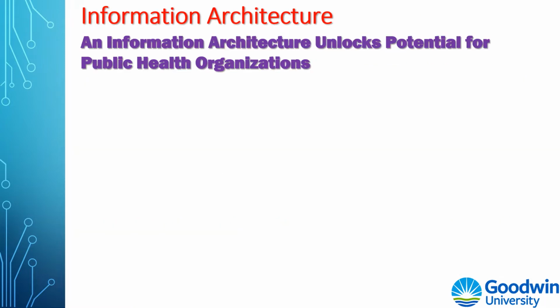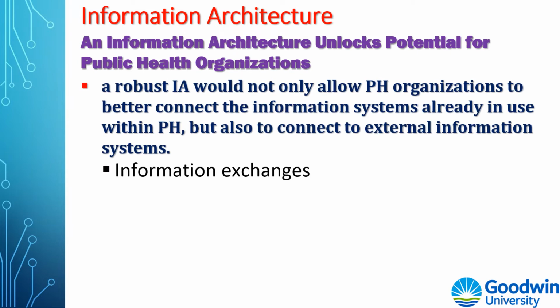So information architecture unlocks potential because there's a lot of data out there. Obviously, we talked about that. It would not only allow public health organizations to better connect with information systems in use within public health, but it also lets them look outside of the traditional systems of public health. We alluded to population health as one. So that begot the formation of information exchanges, which I mentioned before.